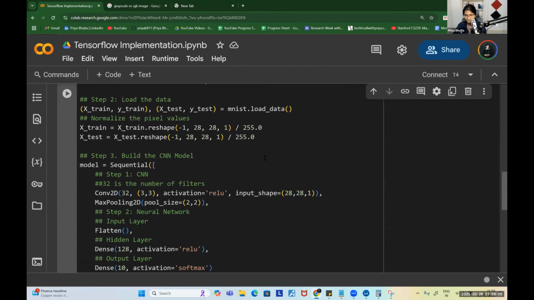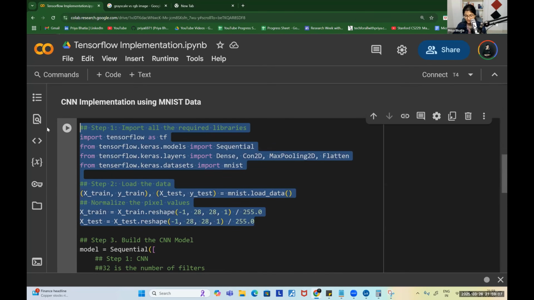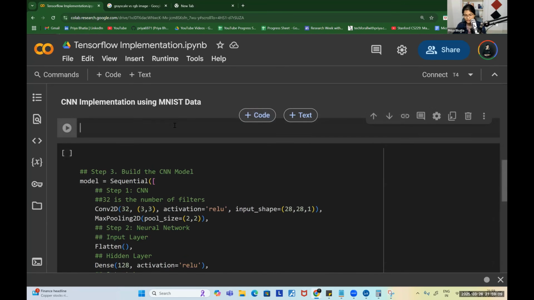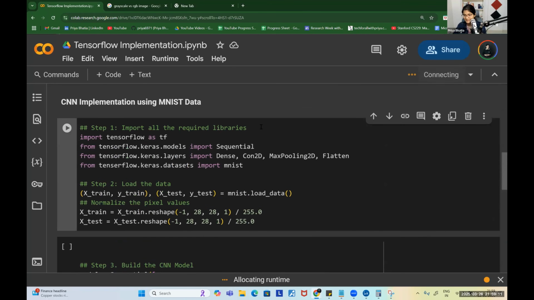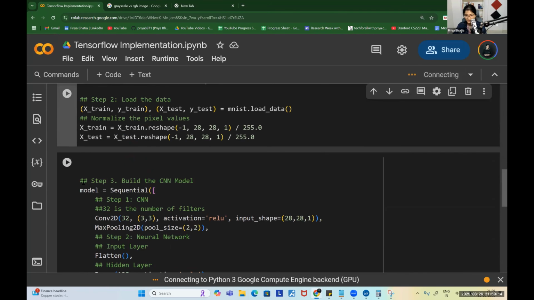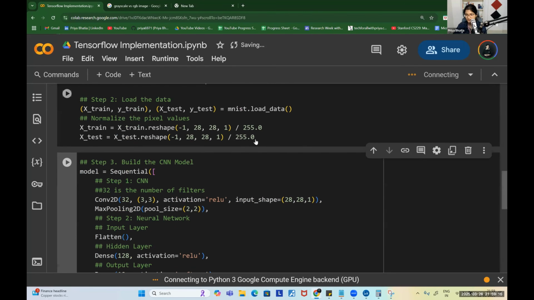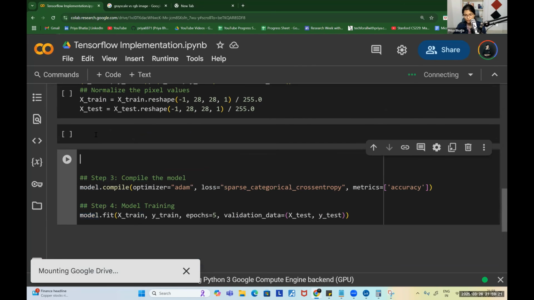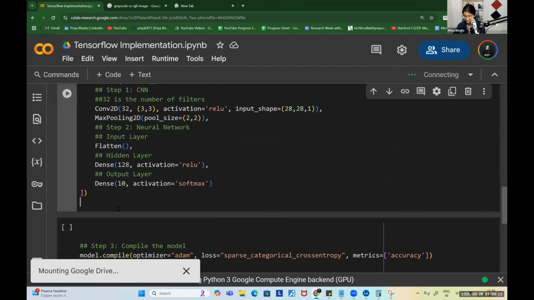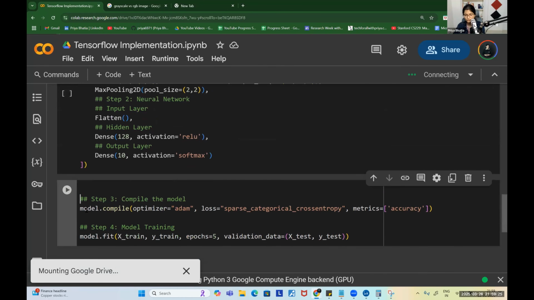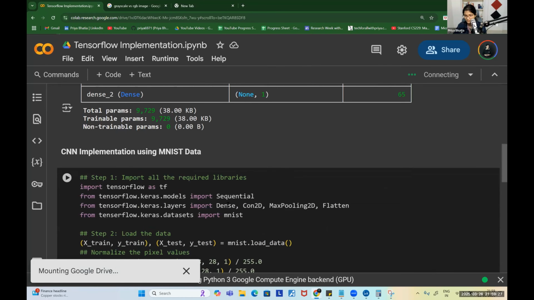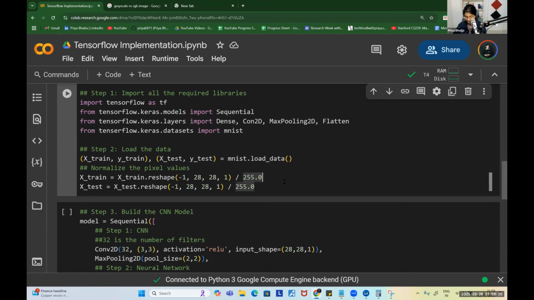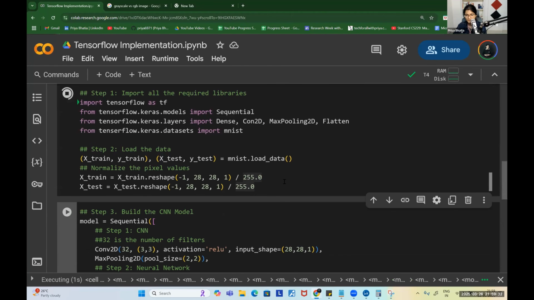Let me do one thing. First of all, you can do it in one code block as well, but let me take it step by step. I have written the entire code. I will execute it step by step in every code block so that you will get to know what is happening in every step. If you want, you can run it in one go. Usually I run it in one go, but because I'm explaining the concept today, I will run it one by one. So it will import the libraries and load the data.